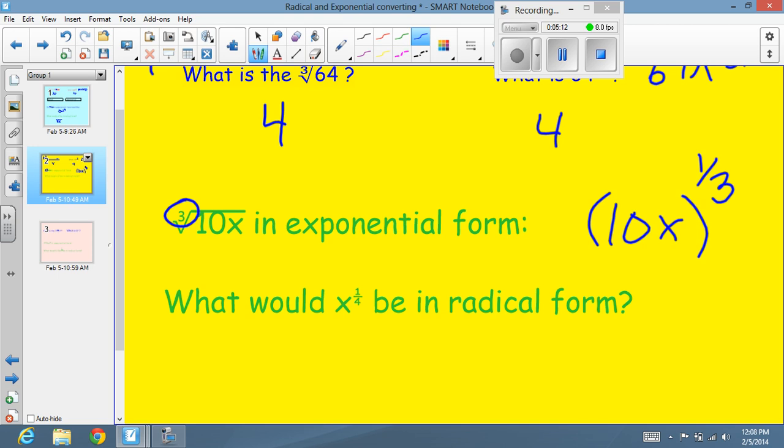All right, cool. So what would x to the 1/4 be in radical form? Well, the x is going to be under the radical, but because this bottom number is a 4, it's going to be the 4th root of x. So a 4th root of a number would be the same thing as that number to the 1/4 power. The third root of a number is the same thing as that number to the 1/3 power. Okay?